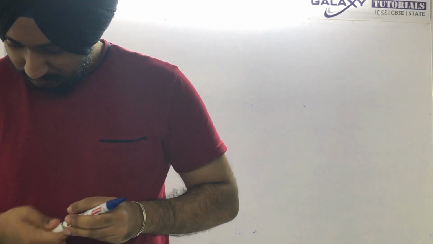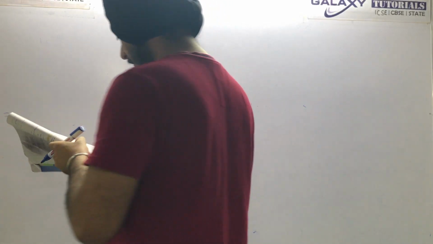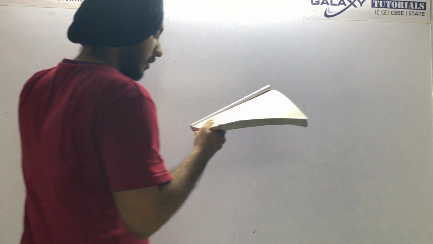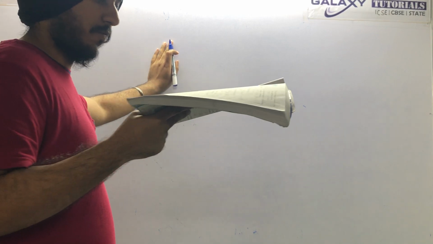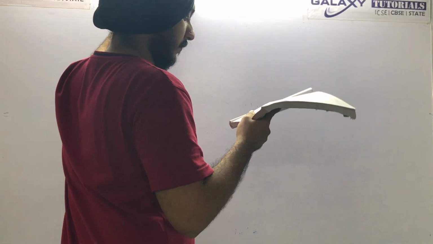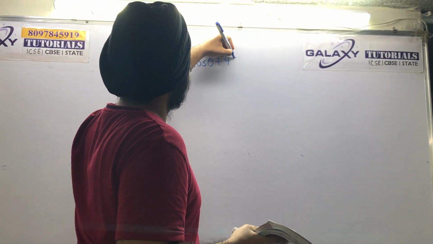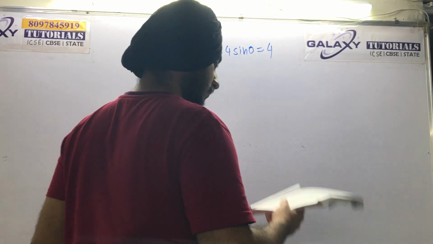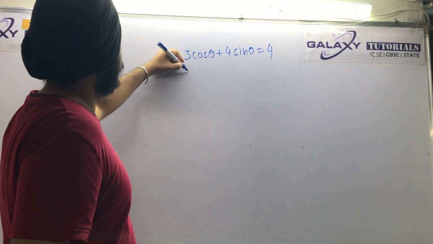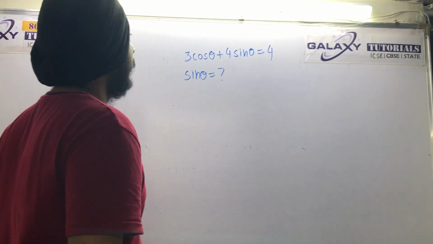Next question. Okay, this is very easy. Question 9. Find sin theta such that 3 cos theta plus 4 sin theta is equal to 4. So you have to find out sin theta.